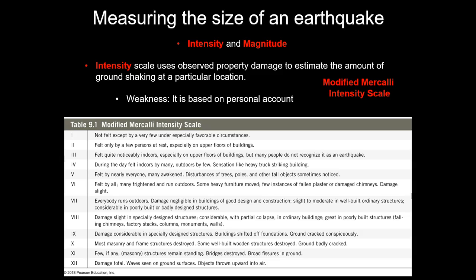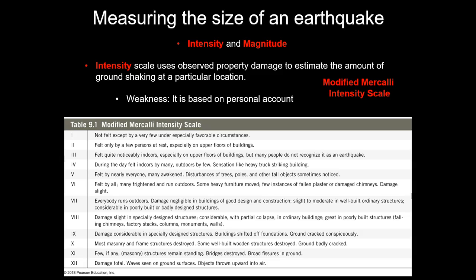So this scale is based on the 12-point Mercalli intensity scale, as you can see in the table on the slide. So, for example, in an earthquake that was felt by all, where many people were frightened and they ran outdoors, where there was some movement to heavier furniture, and some small damage to chimneys and very slight damage to everything else, the intensity for that earthquake would be 6 out of the 12 points.